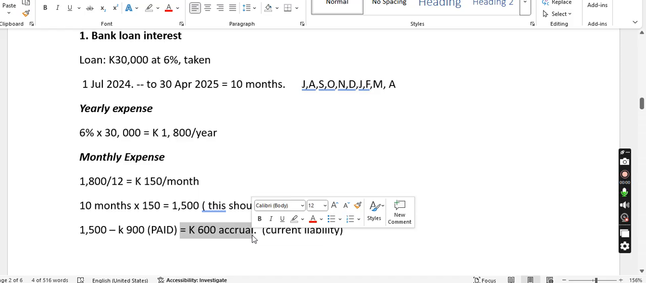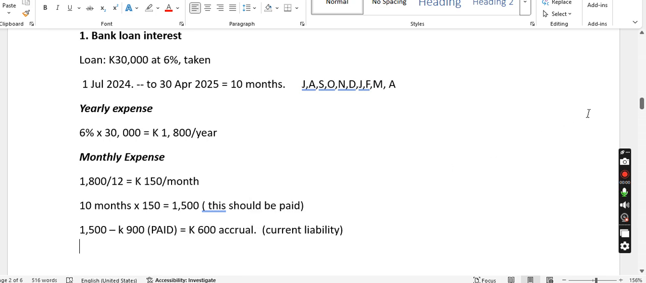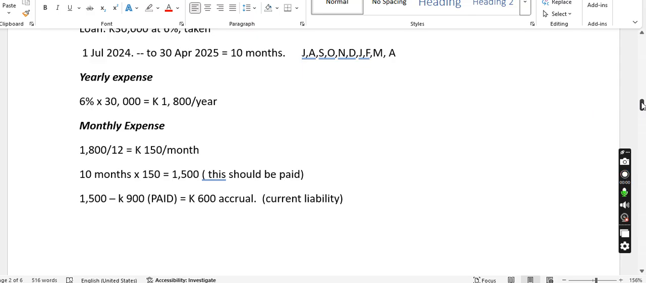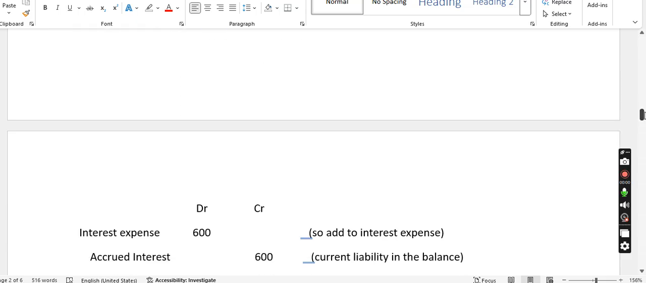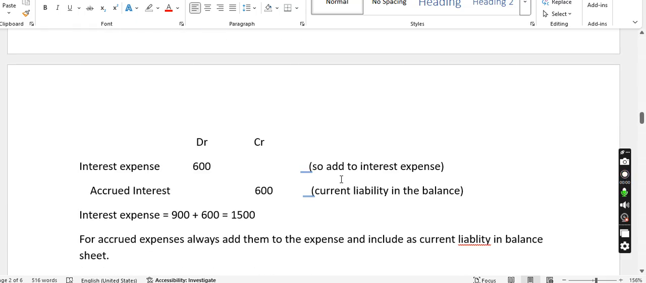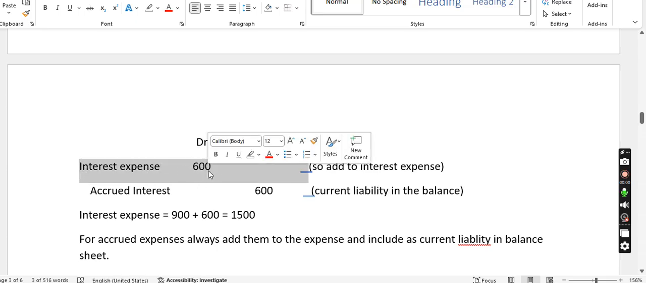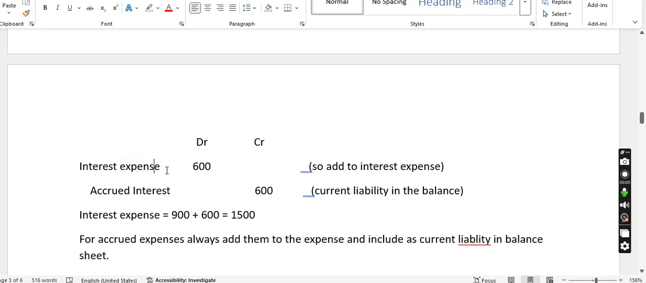Okay, so this is how you deal with accruals. Whenever you have an accrual, this is the journal entry. You don't need to put this journal entry in your workings. I just want you to see the full picture. This is the journal entry. You debit this 600 to the interest expense.